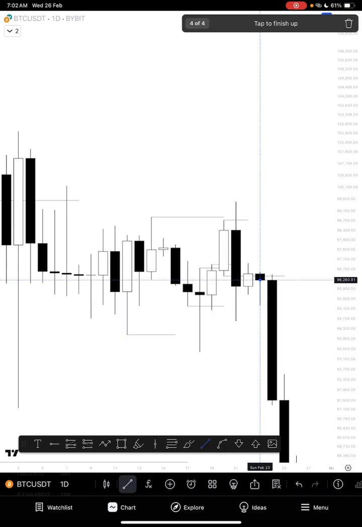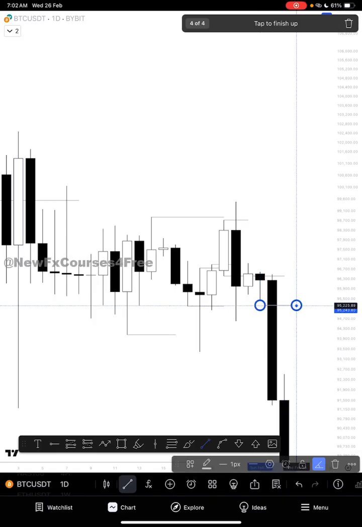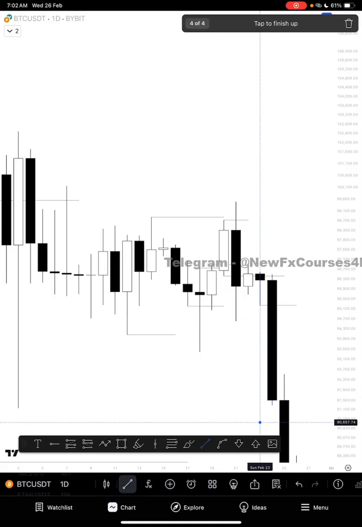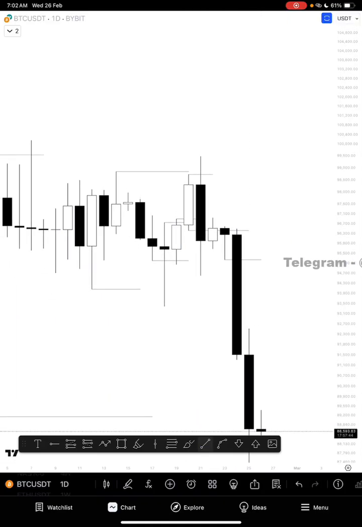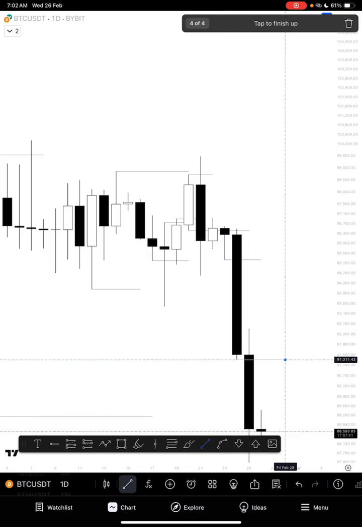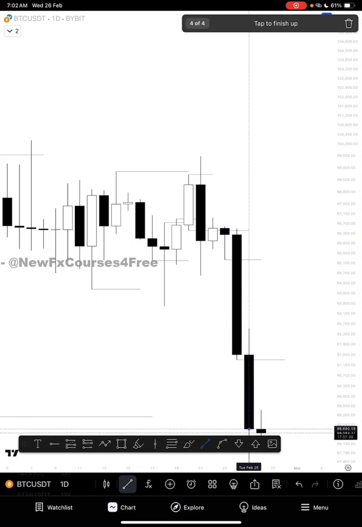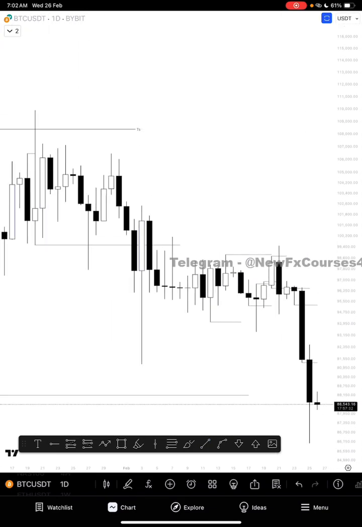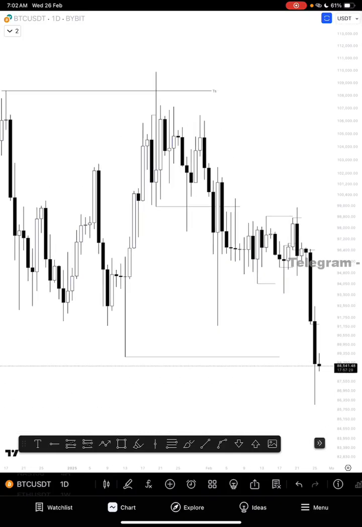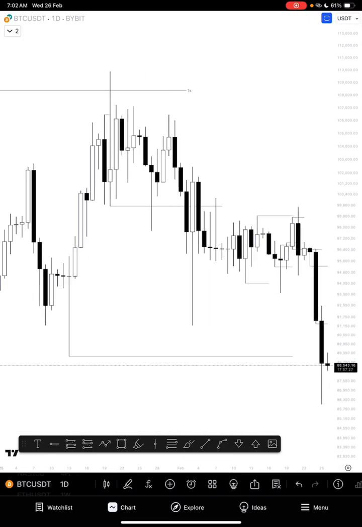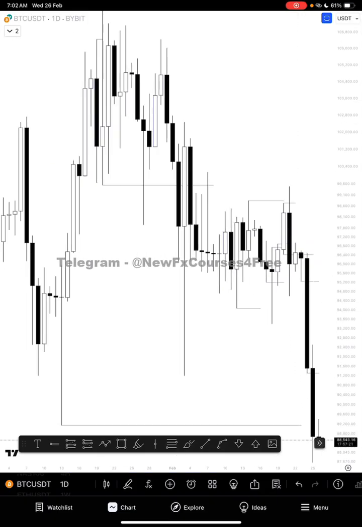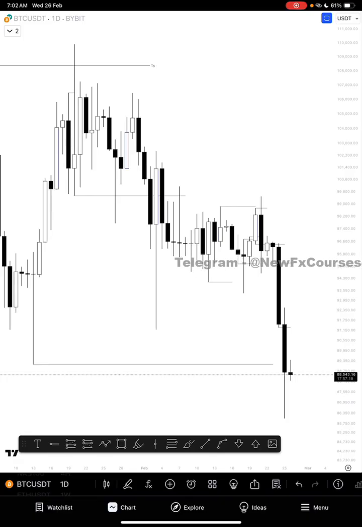Then what actually happens Monday? We got a close below here, a large close below here, which is actually confirming bearishness. Then here, we got a continuation closing below here. This is actually confirming bearishness. And we actually took out our final opposing draw on the weekly candle range low. So that's how you actually determine your daily bias and your weekly bias.